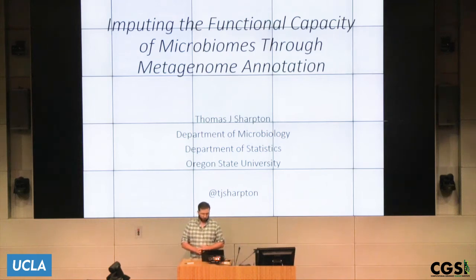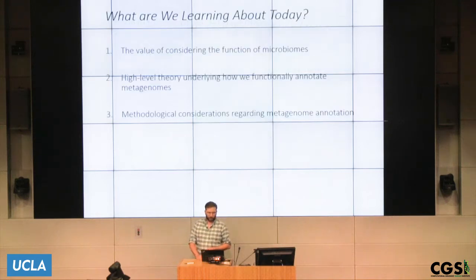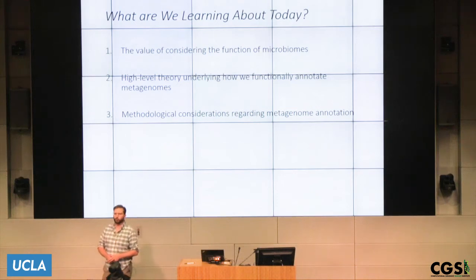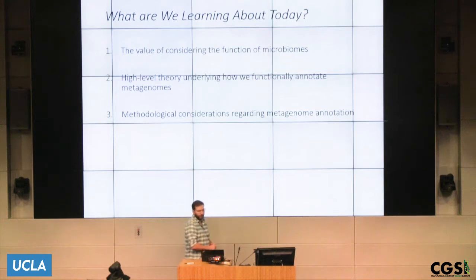But before I do that, I want to make sure that we're all sufficiently motivated for this discussion. So let's just really quickly summarize the main objectives of today's lecture. I'd like to provide some rationale, some justification as to why you might want to think about the functional capabilities of microbiomes in a general sense. We'll also talk about some high-level theory underlying how we functionally annotate metagenomes to impute these capabilities. And then I'll also run through a series of methodological considerations that you should be aware of if you ever want to take on this approach yourself.